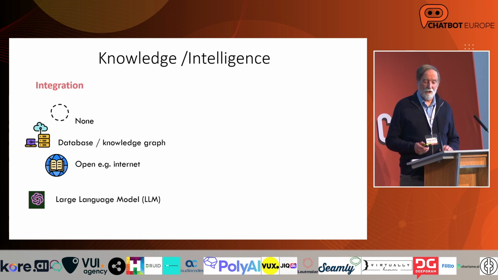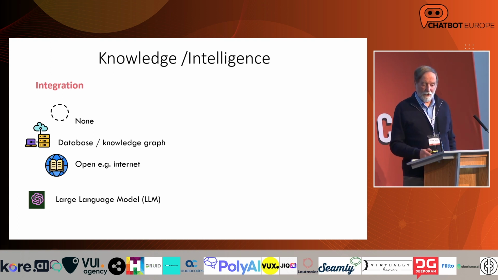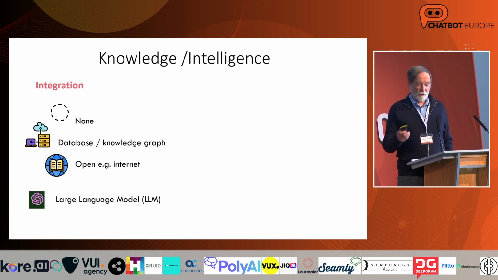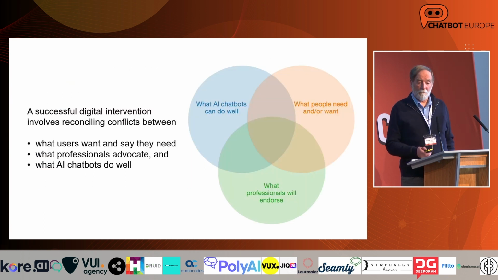And then finally, the intelligence. Again, you can have systems that really don't integrate with anything. They simply chat. Or you can have those that have some sort of knowledge behind them, as Micah was explaining, like a knowledge graph or a database. Or perhaps they scrape stuff off the internet, or it can be generated from a large language model. But of course, beware there, it's not necessarily knowledge that is the source. And then the tasks can range from simply giving a notification, which isn't really all that interactional, to simple Q&A, advanced, and so on.